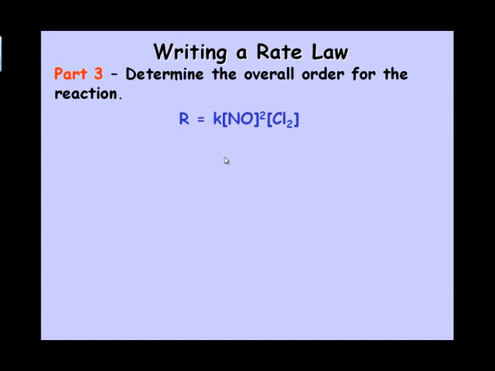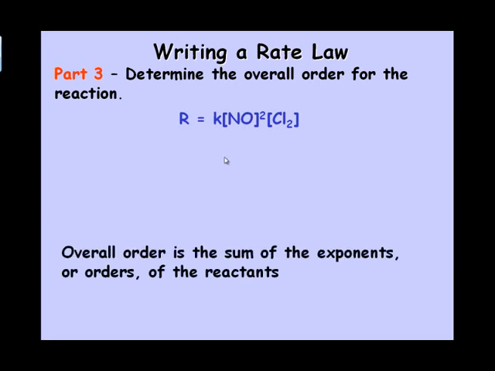So, thirdly then, you determine the overall order for the reaction. So here's our rate law, which we calculated. The overall order for the reaction then is a sum of the exponents. So in this particular case, we would take the 2 from the NO, the 1 from the Cl2. That would give us a total of 3. So overall, this reaction is a third order reaction.